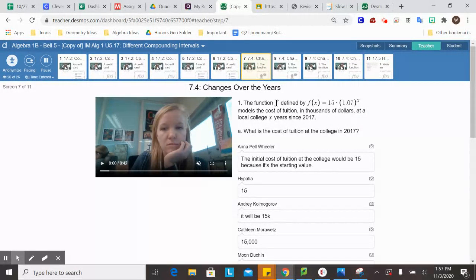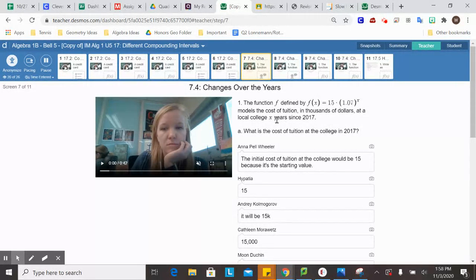Okay, so we've got a new function, f of x equals 15 times 1.07 to the x, which models the cost of tuition in thousands of dollars at a local college, x years since 2017. What is the cost of the tuition at the college in 2017?